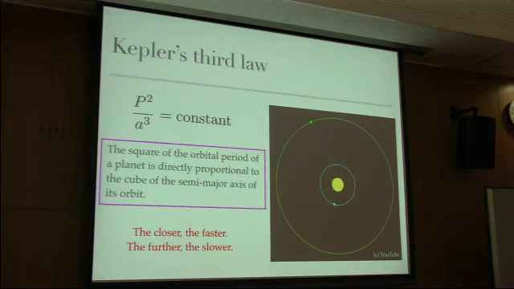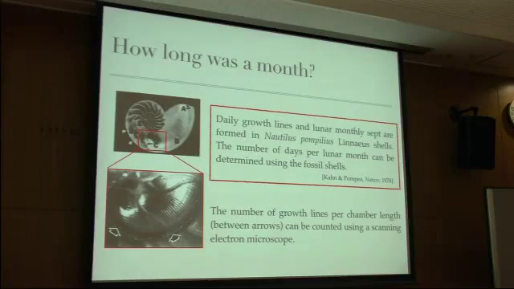Did it really happen? Yes, it did. I will show you it really did happen. So this is maybe a historical paper, by Kahn and Pompea. They proposed a way to estimate how long a month was on the Earth.